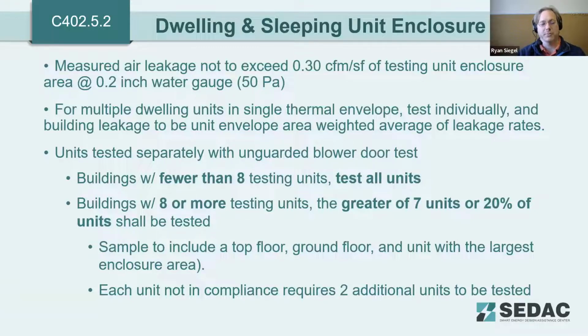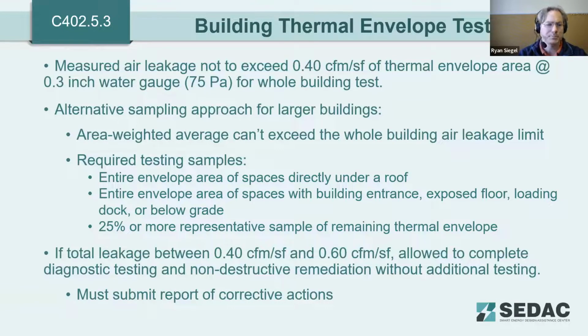If you do have a lot of multifamily, there is a sampling protocol. If you have 8 units or more, you can use a sampling protocol that requires you to test at least 7 units or 20% of the total, whichever is greater. With this sampling, be sure you're including at least a unit on the top floor, the ground floor, and your unit with the largest enclosure area. So that's some flexibility for these multifamily buildings.